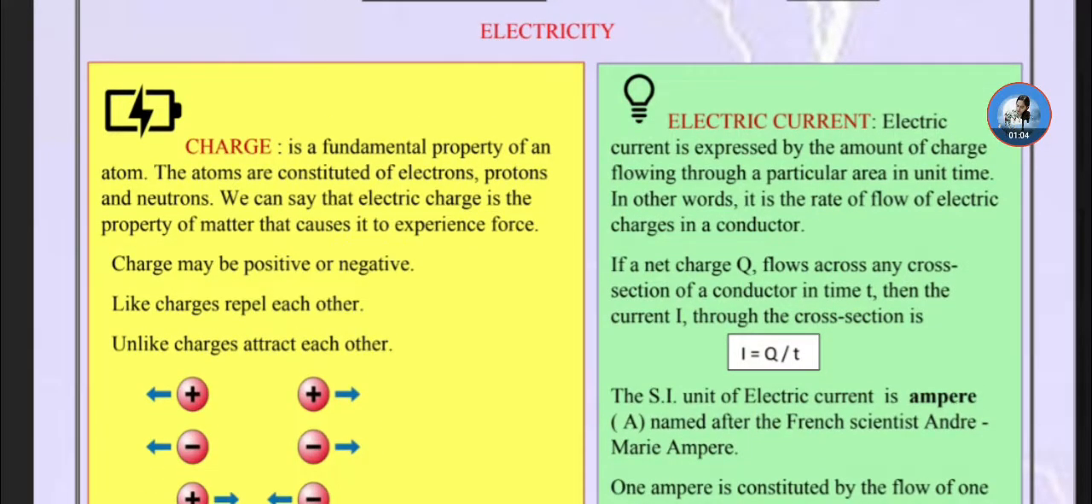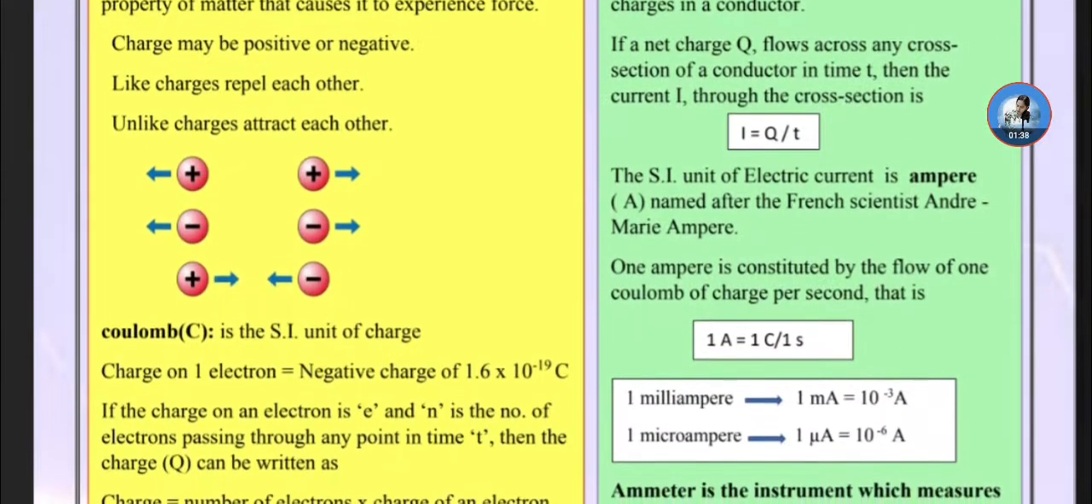So students, first is charge. What is charge? It is a fundamental property of an atom. Atom means the smallest unit, okay? And this atom is made up of 3 particles: electron, proton and neutron. Electrons carry negative charge, protons carry positive charge, and neutrons are neutral. By this charge, the atom experiences a force. Which type of force, and how does it experience a force? Let's discuss it.